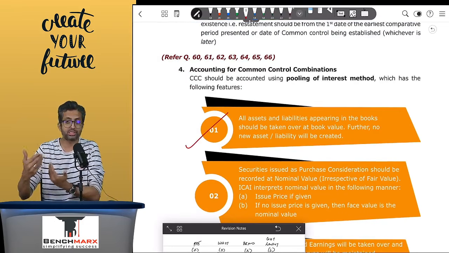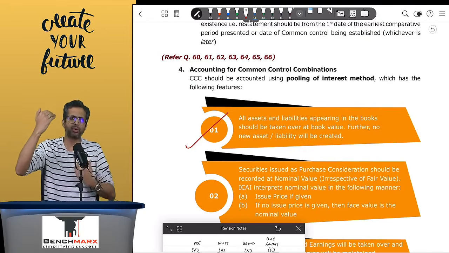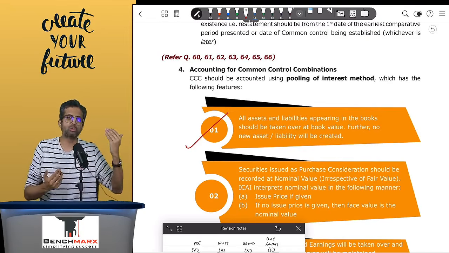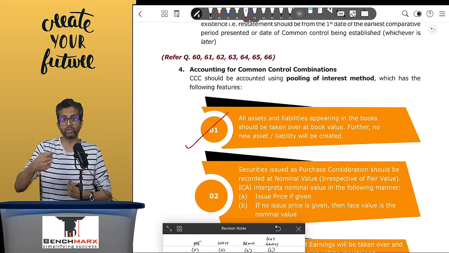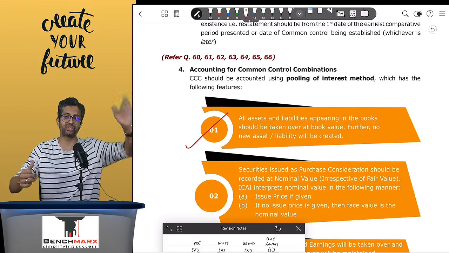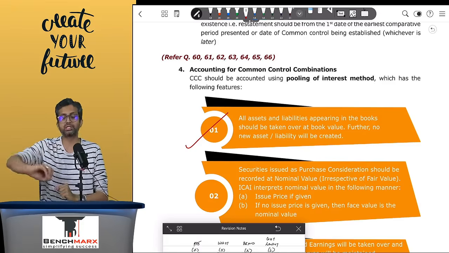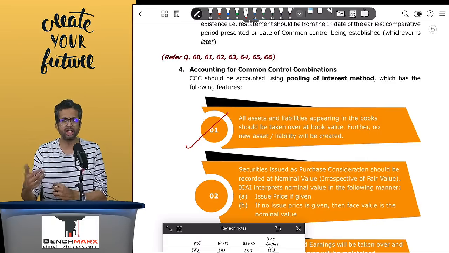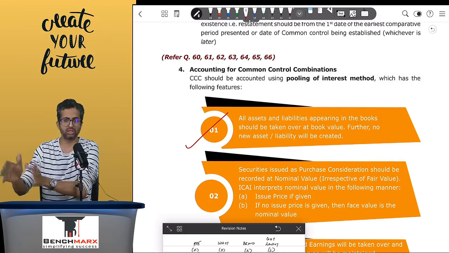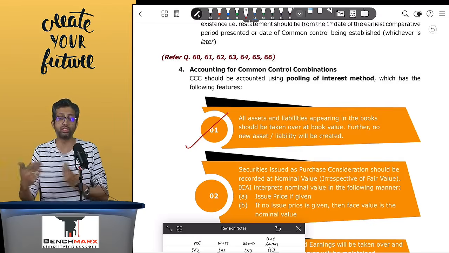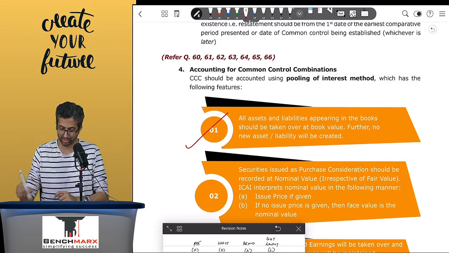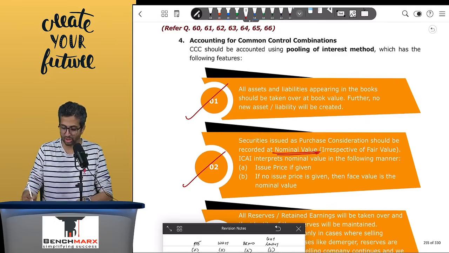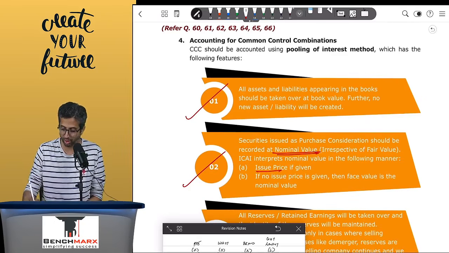Now, this is a transaction where you are taking over assets, but remember, for a valid contract, there should also be consideration. Like assets are at book value, the consideration should also be at book value. Usually the consideration that you pay is at fair value, but usually the assets that you take over are also at fair value. Here, the consideration that you pay will be at your agreed value. Agreed value over here will be the agreed issue price if given, and if not given, it will be the face value. Again, the fair value is irrelevant. So securities issued as a part of consideration should be recorded at nominal value, which is issue price if given, and if not, then the face value.